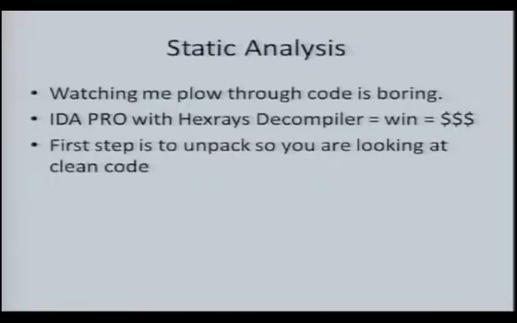The first step for static analysis is to unpack what you're looking at, so you get clean code. Then the next step is to look for strings and imports in your clean code. You're not going to find anything interesting in the Windows API, so you don't need to reverse those functions. But you would look at the original executable, and if it has any specific DLLs that come with that executable, you'd want to look into those and go from there.